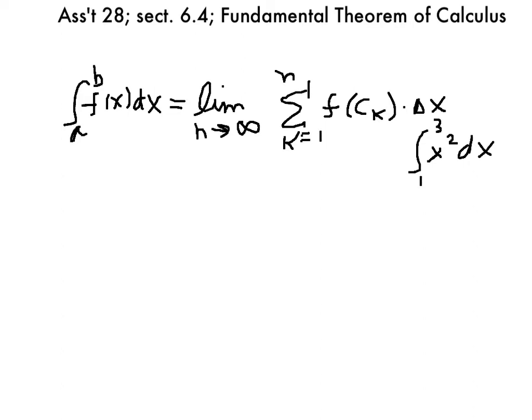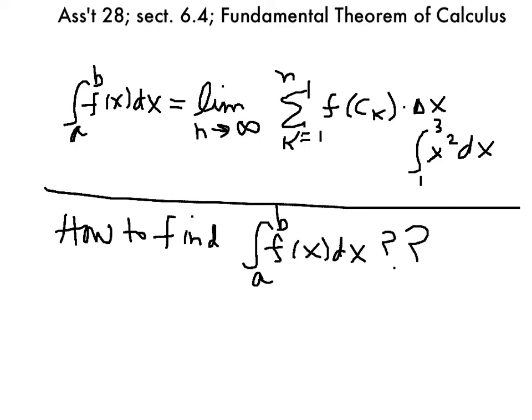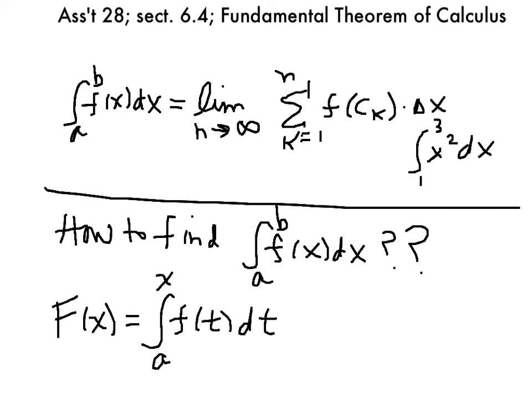Okay, so the big deal, and this is what we've been leading up to, is how to find the integral from a to b of f of x dx. In other words, how do we find the area under this curve in a nice and easy way? So it turns out that we're going to define a function, capital F, as the integral from a to x of f of t dt.